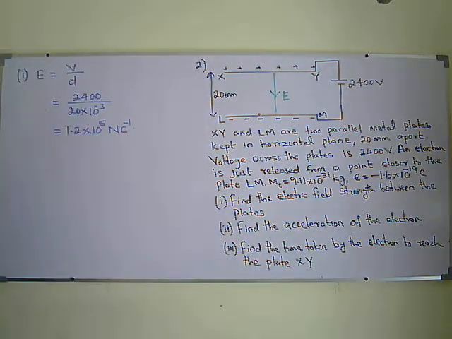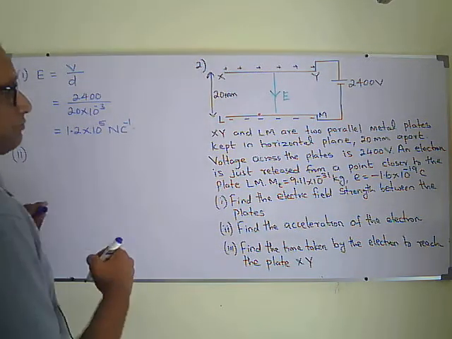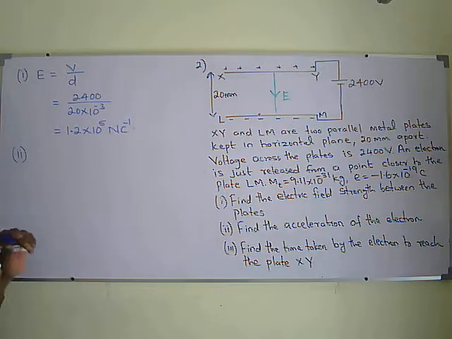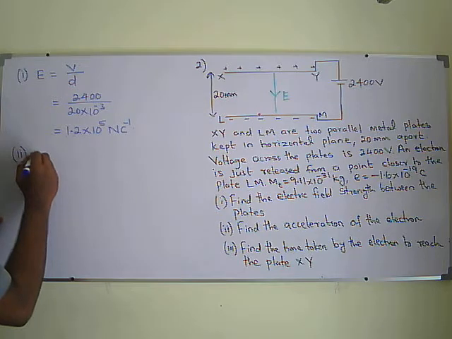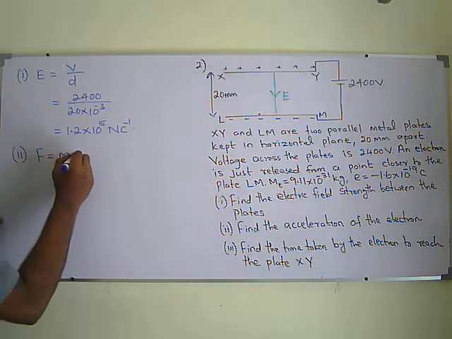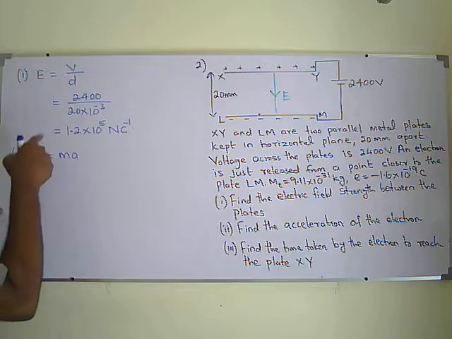So the only force acting on the electron is the electrostatic force. That will be in the upward direction, towards the positive plate. So I can use Newton's second law, F equal ma. F is the resultant force, which will be the electrostatic force.